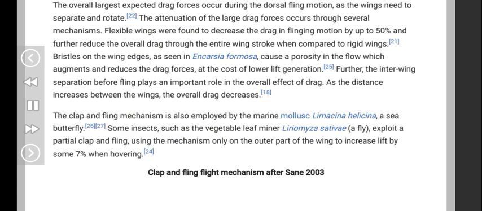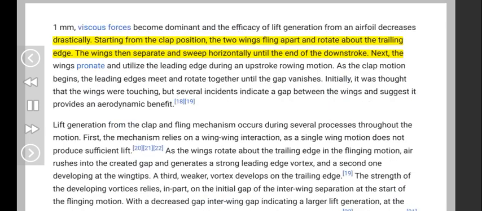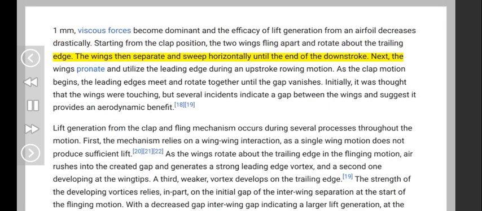As insect sizes become less than 1 mm, viscous forces become dominant and the efficacy of lift generation from an airfoil decreases drastically. Starting from the clap position, the two wings fling apart and rotate about the trailing edge. The wings then separate and sweep horizontally until the end of the downstroke. Next, the wings pronate and utilize the leading edge during an upstroke rowing motion. As the clap motion begins, the leading edges meet and rotate together until the gap vanishes.